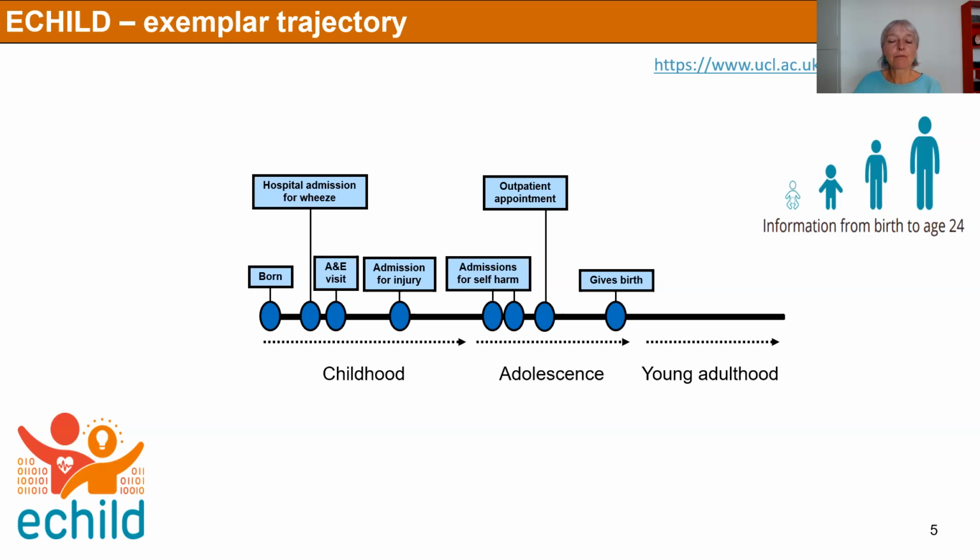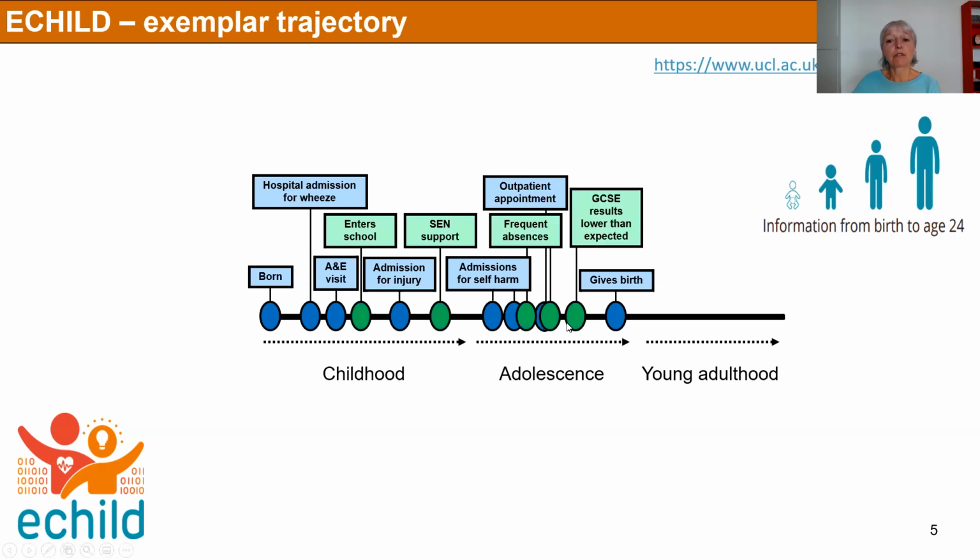So in this example, we follow a child from birth, or groups of children like this, in the NHS through early admissions to hospital. This particular young woman has admissions for injury in early childhood and then for self-harm in her teenage years. We see that she gives birth to her first child at the age of 19 years.